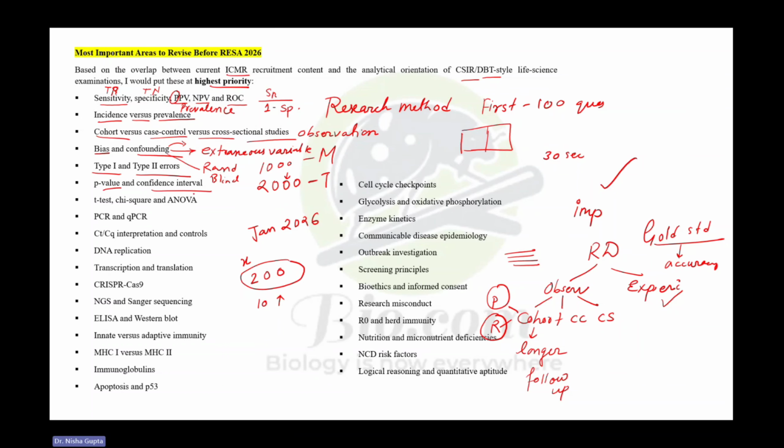P-value and confidence interval. In Part A only, you will have questions related to, if the P-value is less than 0.05, is it statistically significant or is the data not significant? Okay? T-test, chi-square, ANOVA. So what is the difference between t-test and ANOVA? If you want to compare the means of two groups only, then you will use the independent t-test.